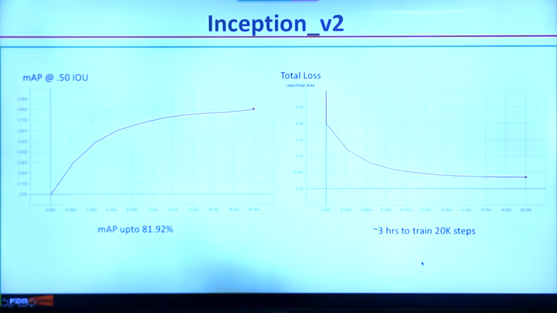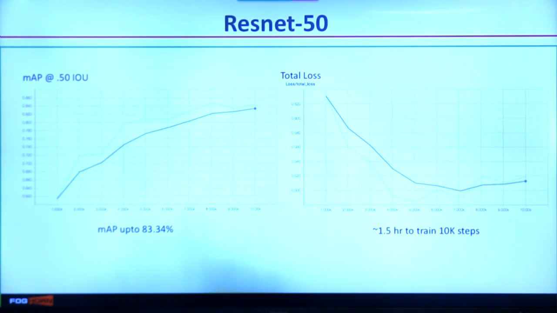Okay, so all this could be done because TensorFlow APIs are available and pre-trained models are available. You just slap in 250 labeled data and you get some good results. That's the Inception V2. The next one is ResNet 50. We took 1.5 hours to train 10K steps, and we were in a position to get up to 83%, 84%. And this was GPU training, NVIDIA 1080? Yeah, this is a single GPU machine doing the work.